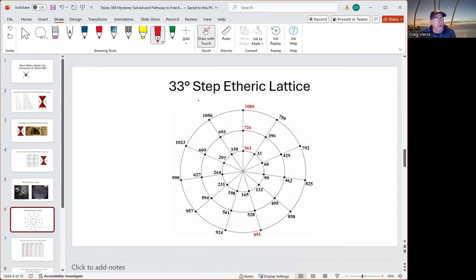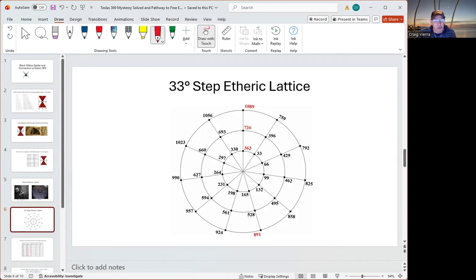So anyway, this etheric lattice here, I want to show you that it goes around. So I have 3 concentric rings here. This is just part of the lattice. You can see it looks like the orb web. And you can see here, I'm going to go around in increments or steps of 33. So we have basically a 363-degree scalar circle here. I'm going to call it a scalar circle because it's not 360 degrees. It's been shifted by 3 degrees.